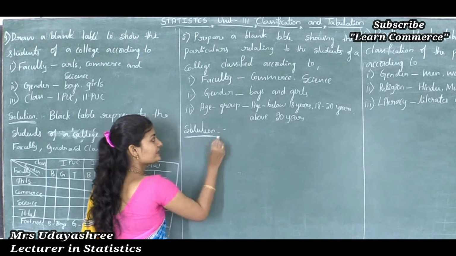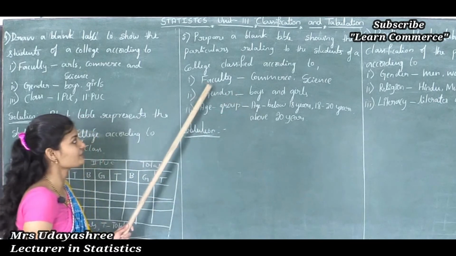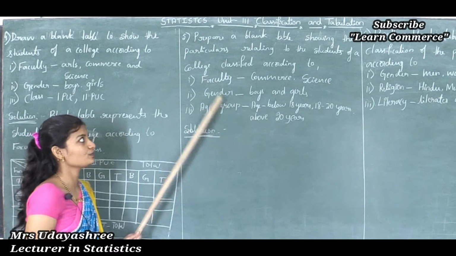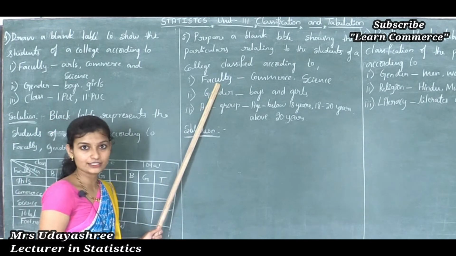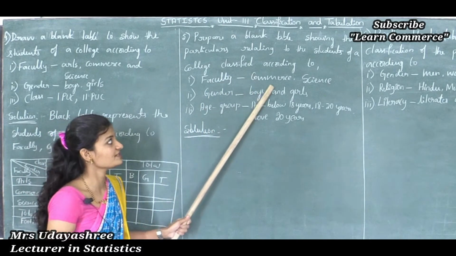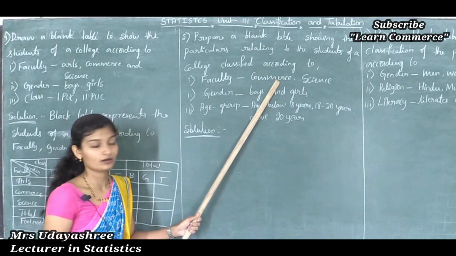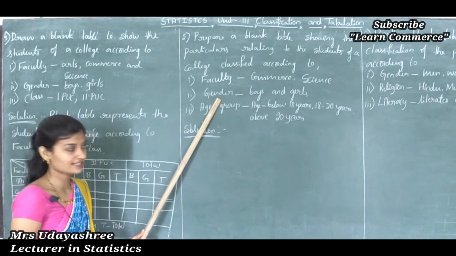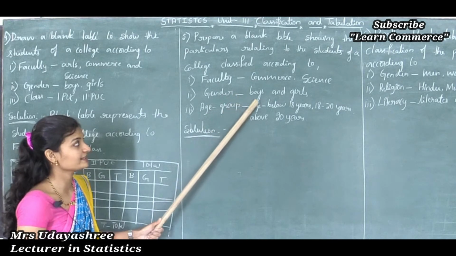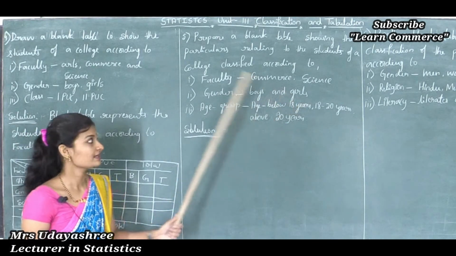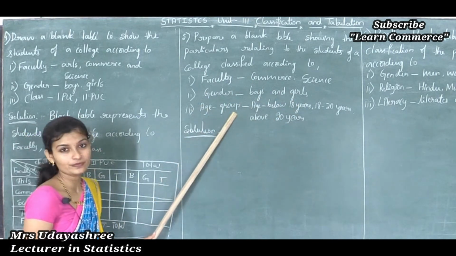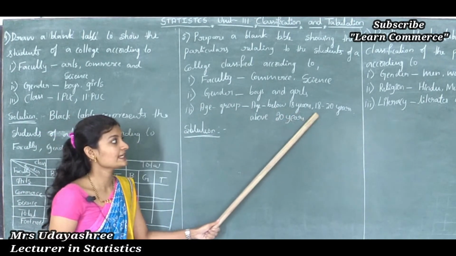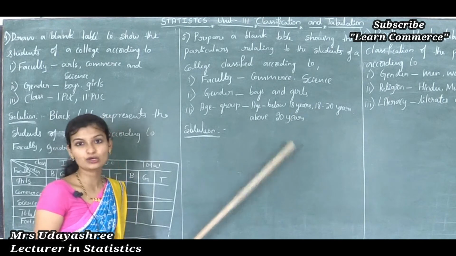So here the title is like this. See here, there are three classifications given, that is faculty, gender and age group. Under faculty, the classified observations are commerce and science. Like that, under gender classification, the classified characteristics are boys and girls. Like that, under age group, the classified characteristics are age below 18, 18 to 20 years and above 20 years.